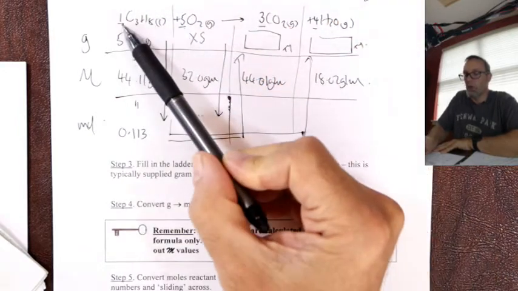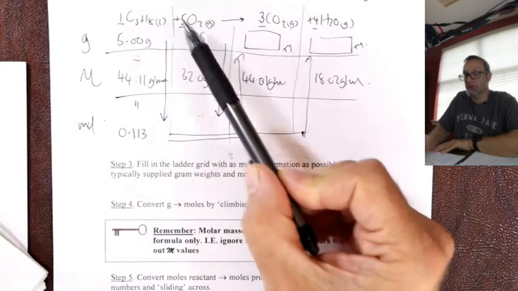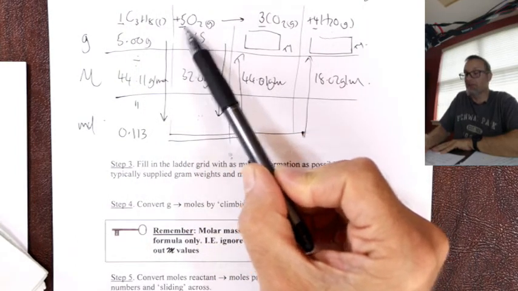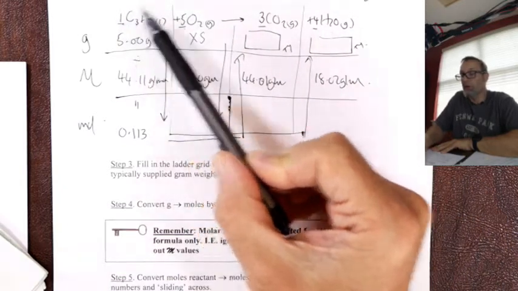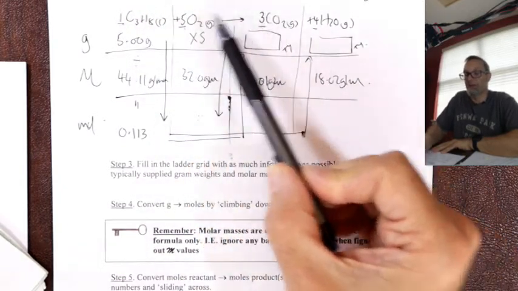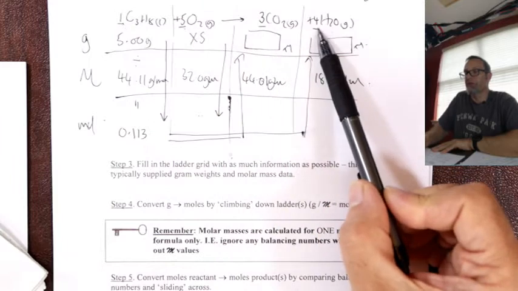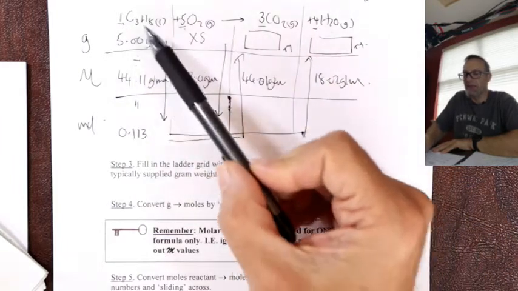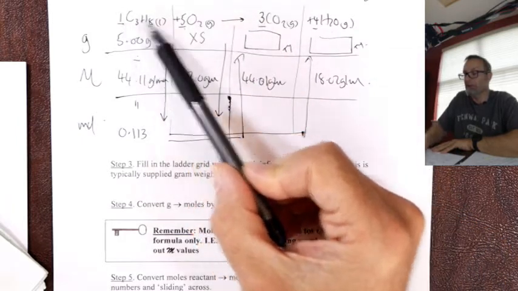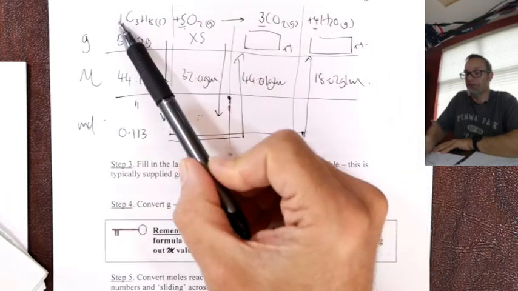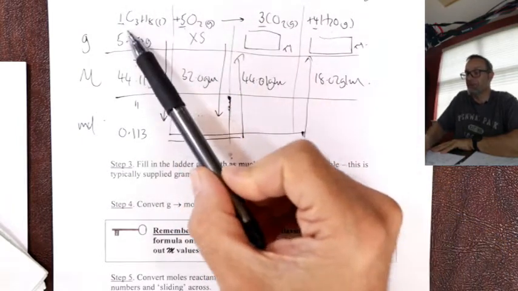Look at this. 1 mole of this reacts with 5 of these to make 3 of these and 4 of these. That's a ratio. 1 would make 3, right? 1, if it was water, would make 4, right? How about 10? 10 would make how many CO2? 30, right? 10 would make here 40. 100 would make 300. 100 would make 400.